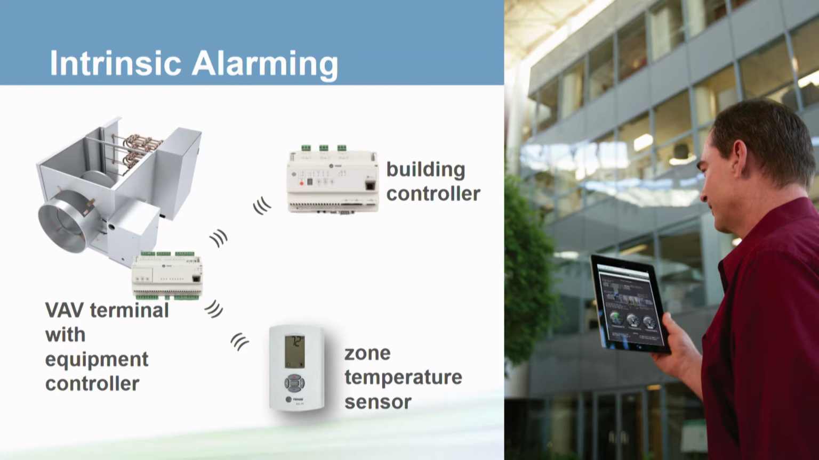So if the equipment controller doesn't support intrinsic alarming, you have made it much harder for the BAS integrator to provide the alarming functionality that the customer is going to expect. Intrinsic reporting is the easy button for alarming, and every device in the system should support this feature.